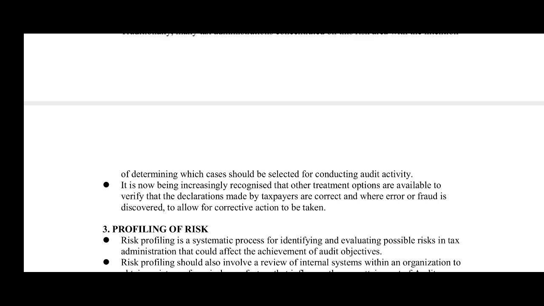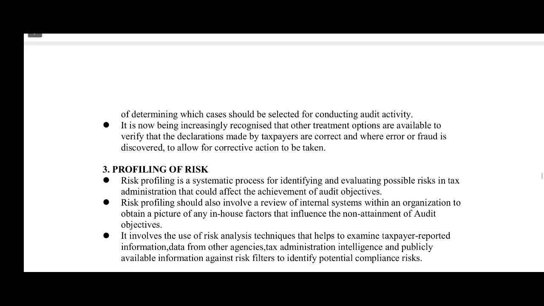So it is now being increasingly recognized that other treatment options are available to verify that the declarations made by taxpayers are correct and where error or fraud is discovered to allow for corrective actions to be taken. So under declaration and over declaration of income should be considered. Then let's look at the third stage.